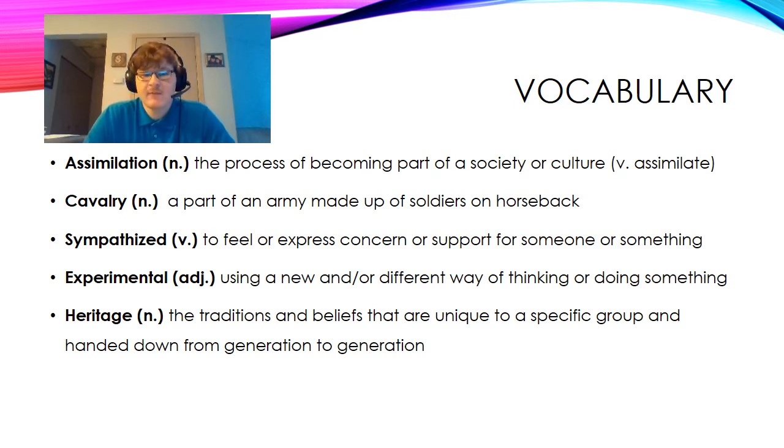Next up is a verb, sympathized. If you have sympathy for someone, it means you're empathetic. It means that you can feel or express concern to support someone or something.